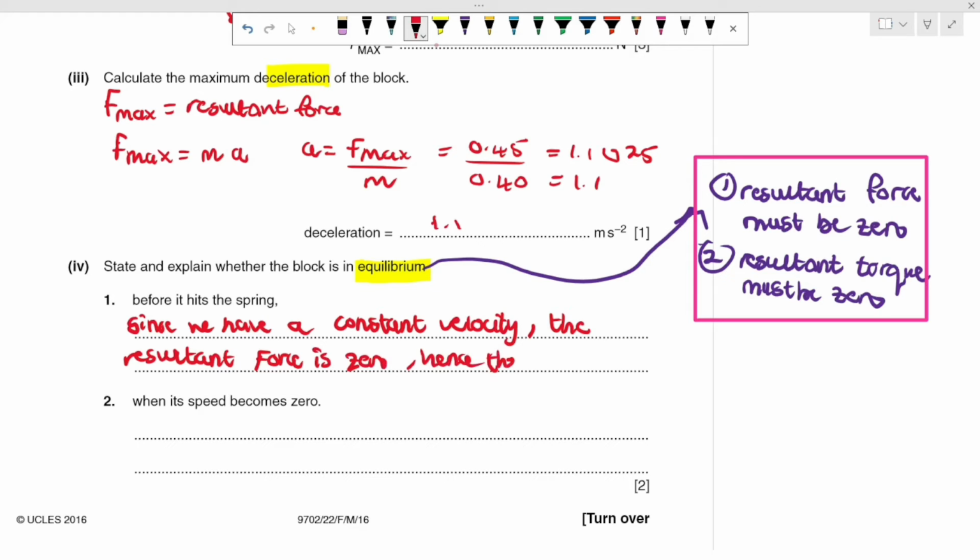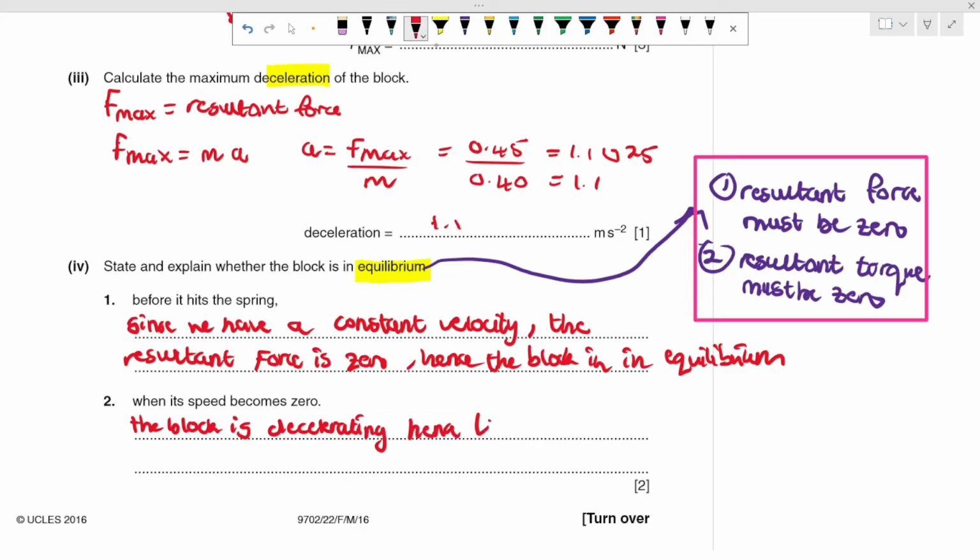Hence, the block is in equilibrium. Okay, when the speed becomes 0, in this case, it's decelerating, right? When the speed is becoming 0, the block is actually decelerating, right? Decelerating. Hence, the resultant force cannot be 0.